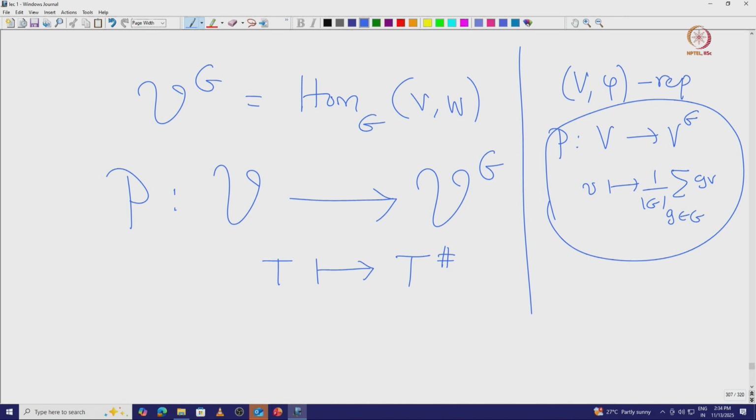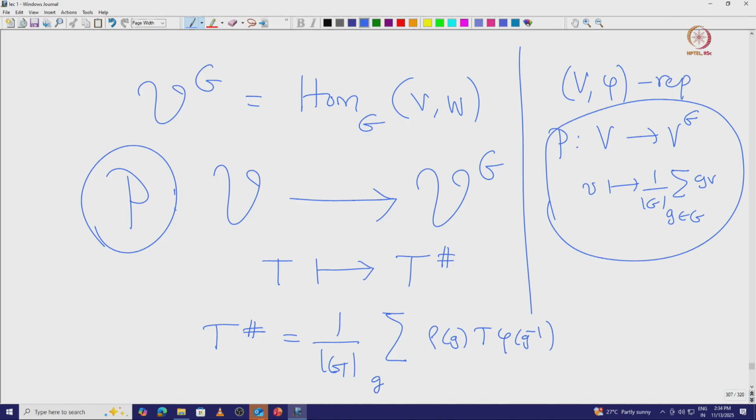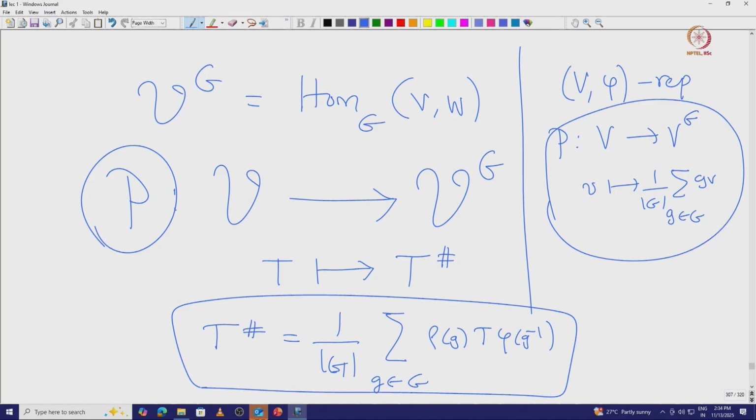Then we use this projection to do some computation. So, that is the projection that we are talking about here, because if you recall the definition of T hashtag, which is by definition 1 divided by the cardinality of G, summation of rho(g) T phi(g inverse), where g runs over G. So, this is just the average sum of the action of G on T.